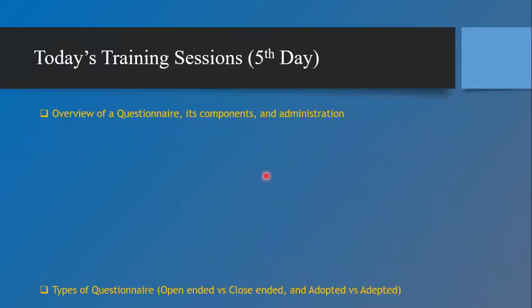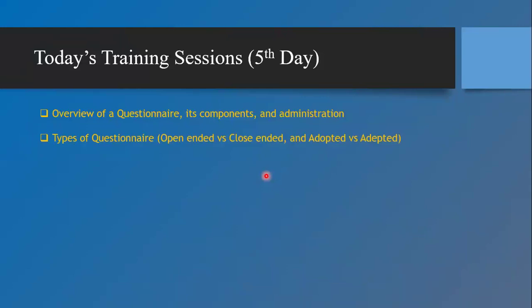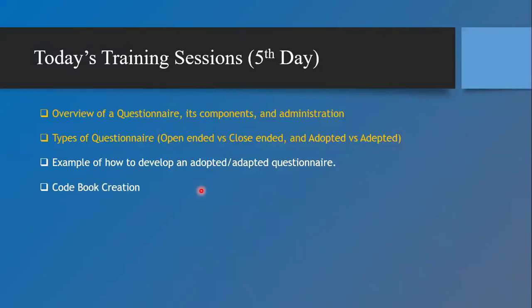So what we are going to cover today: we have discussed the basic overview of a questionnaire, its components, and its administration. We have discussed open-ended versus closed-ended and adopted versus adapted scales. Today, I will let you know how to develop a questionnaire using adopted or adapted scales. This was the basic concern of Ms. Hina, who asked me on WhatsApp how to develop a questionnaire using the adopted or adapted technique. So I will let you know today how you can develop a questionnaire if you need to collect some data for your analysis, and then on the basis of that questionnaire, how we can create the code book and enter the data. These are the basic things that you need to understand.